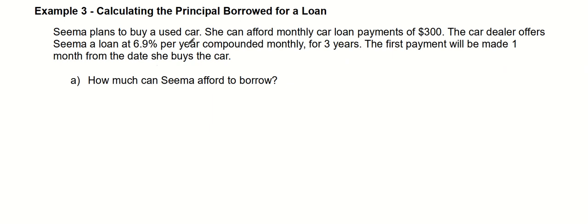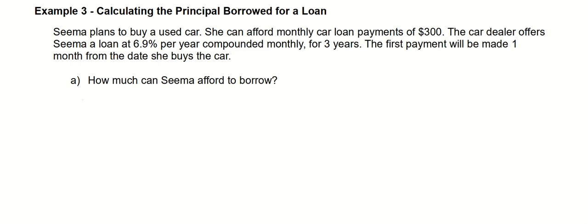Seema plans to buy a used car. This problem is similar, but this is one where you're trying to figure out a car loan. So for loans you're using this sort of formula. At first I found it a little bit tricky to understand, but once you understand the problem, then you know what formula to use. So she can afford car loan payments of 300. Everybody's going to be borrowing for a car or a mortgage one of these days, so you're going to have to do these calculations.